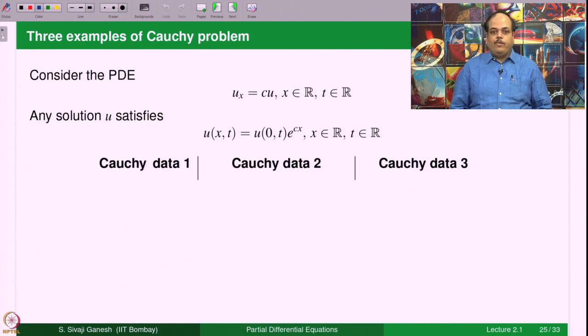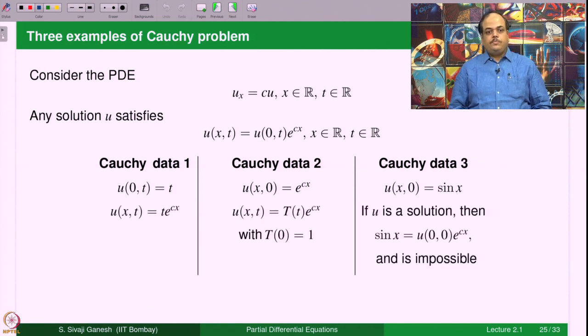Now, let us look at three Cauchy data. What are they? First one is u(0,t) equal to t. Second is u(x,0), and here also u(x,0). That means initial Cauchy data is given on the t axis in the first case, and on the x axis in the other two cases. Now, using this expression, we get u(0,t), which is t as supplied. So, t times e power cx, that is a solution.